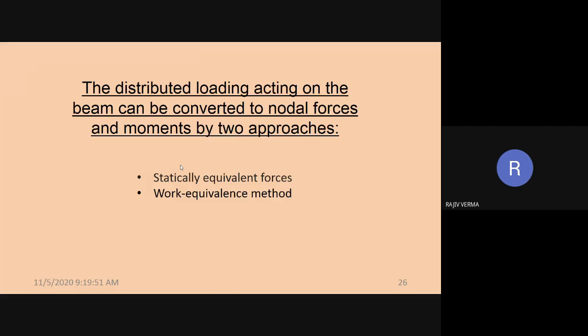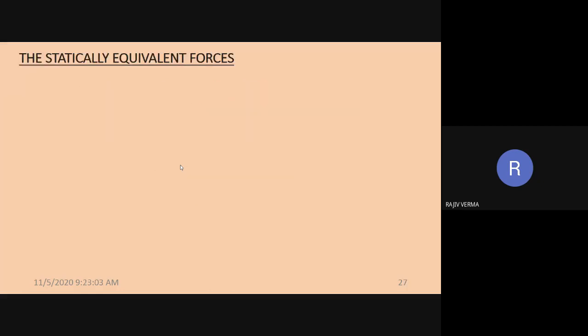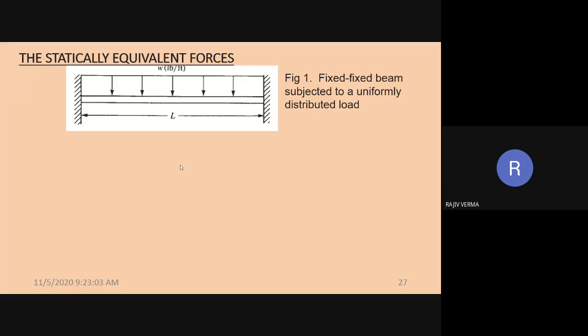Now coming to the first approach, so we have a beam. In the present example, it is a fixed beam. Both the ends are fixed. The length of the beam happens to be capital L, and the beam is subjected to UDL of intensity W pounds per foot.